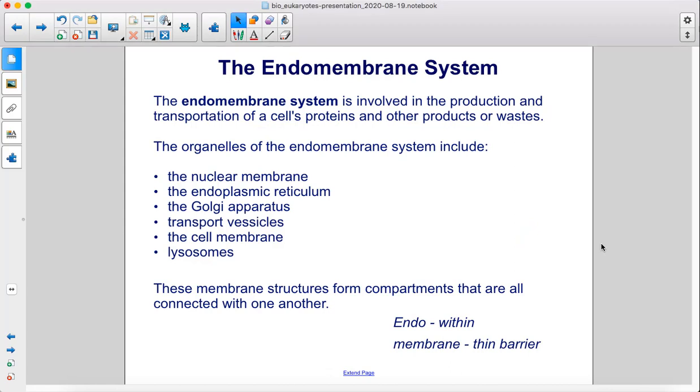The endomembrane system is involved in the production and transportation of a cell's proteins and other products or wastes. The organelles of the endomembrane system include the nuclear membrane, the endoplasmic reticulum, the Golgi apparatus, transport vesicles, the cell membrane, and lysosomes. These membrane structures form compartments that are all connected with one another. Endo means within, membrane means thin barrier.